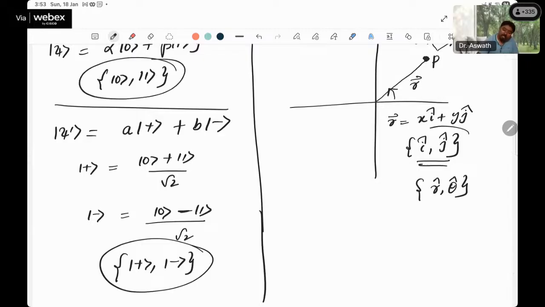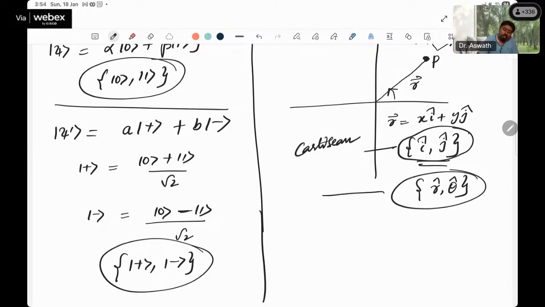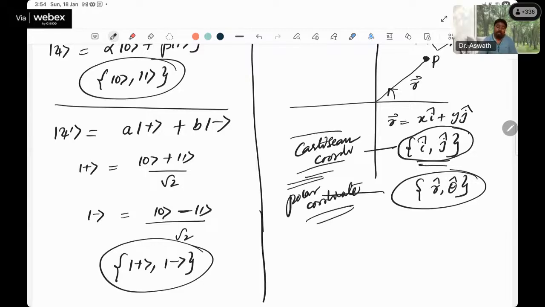Just like i cap and j cap is a Cartesian coordinate system, this is, sorry, Cartesian coordinate system, and this is a polar coordinate system. So depending on the system dynamics, I choose the right one to measure them.